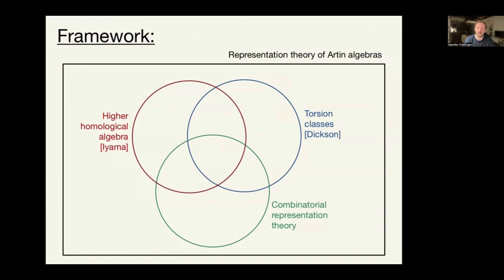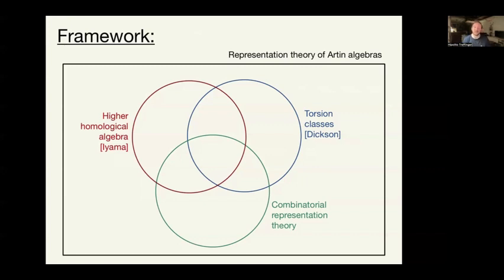Torsion classes have been present in representation theory for many years now. They were first introduced by Dickson for general abelian categories, but in the past 50 years have been studied from the relationship with certain particular objects within the categories. And in particular, they have a strong link with tilting theory or tau tilting theory, just to name an example.